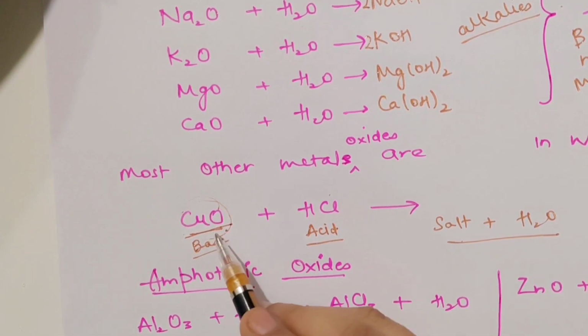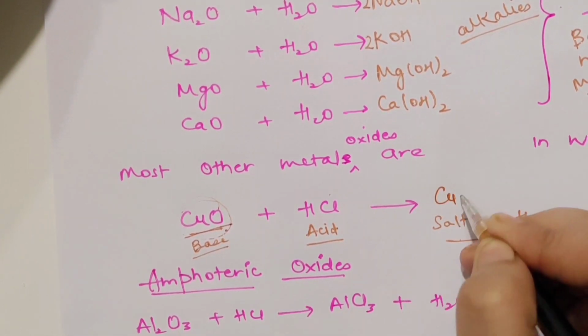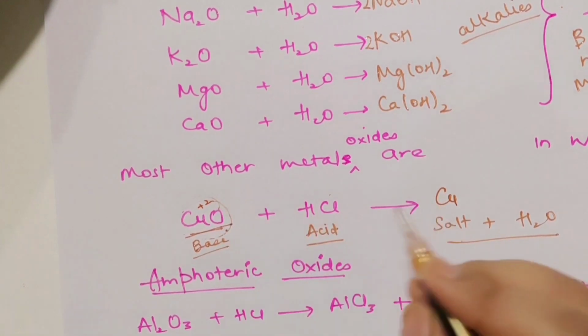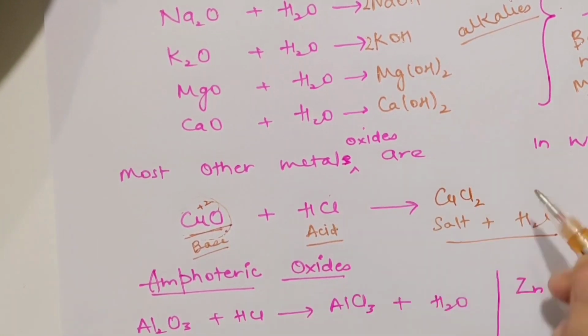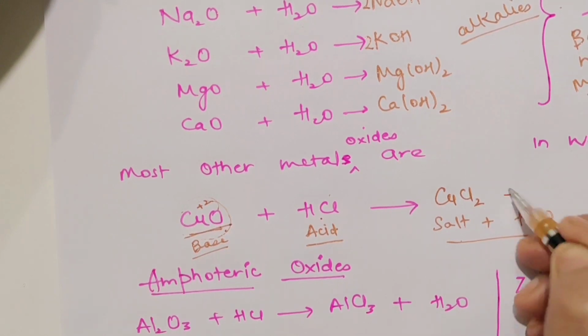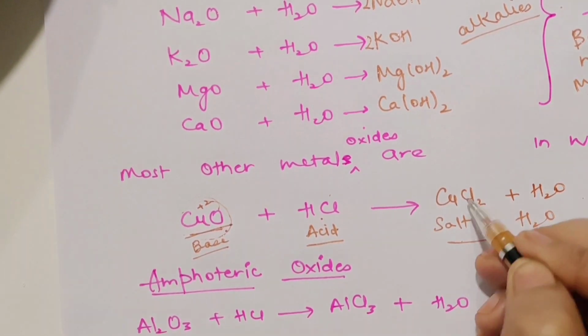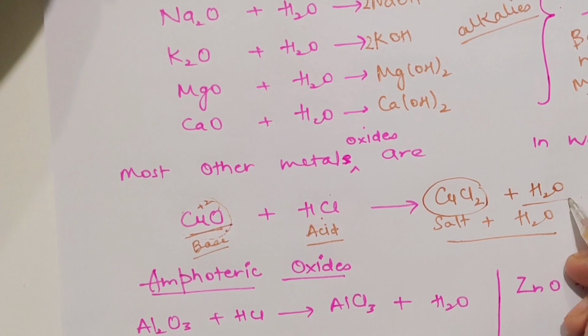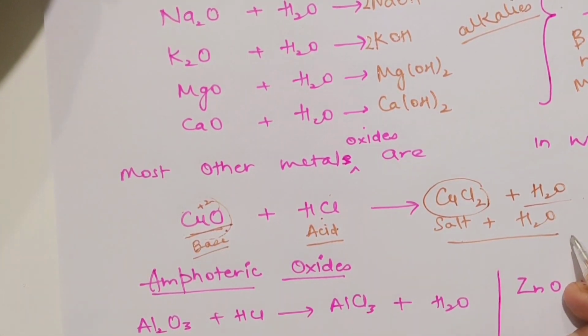Okay, let's see the salt that would be formed. Copper, the valency is +2. So upon reacting with the chloride part, the anion part of the acid, it would form cupric chloride and water. This is the salt and this is water. This is a neutralization reaction. Now, we have seen that metal oxides are basic.